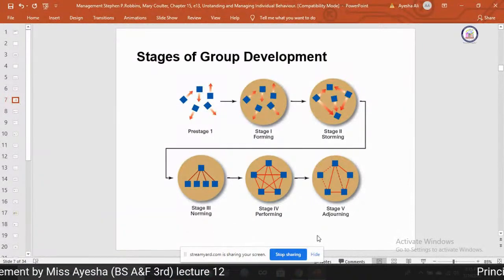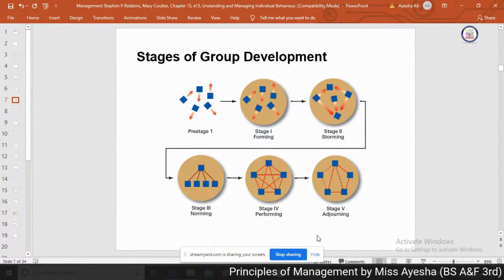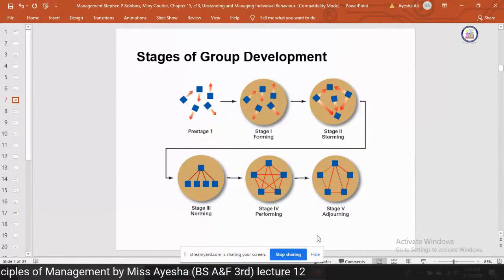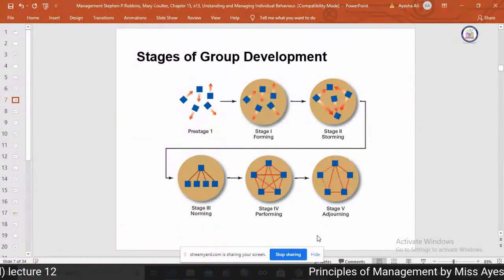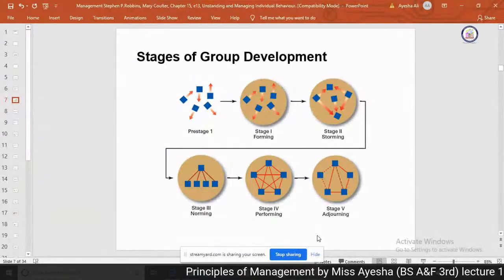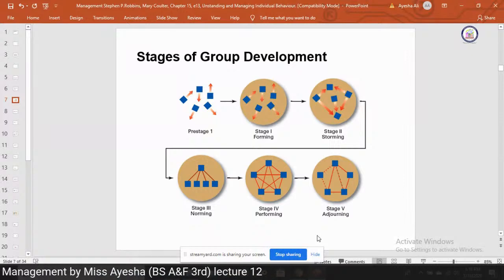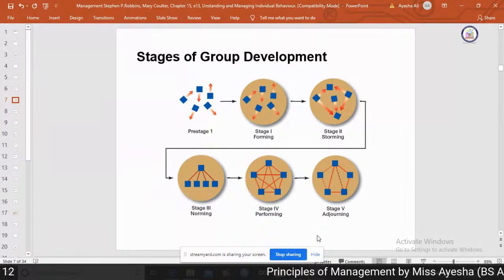They represent the whole situation in the diagram. First we have the pre-stage. In the pre-stage all members are disorganized, and from them we are selecting some for our group, and then we have a storming and conflicting situation, and then norming, and then performing, and then adjourning.